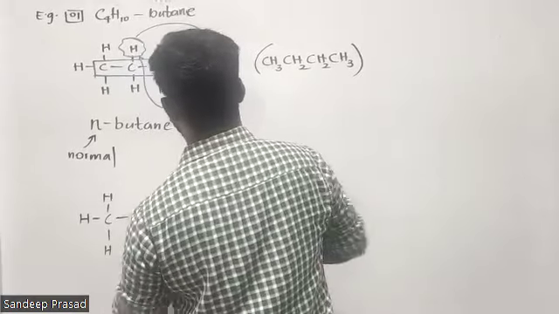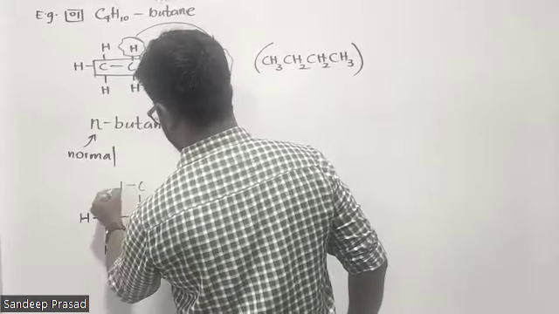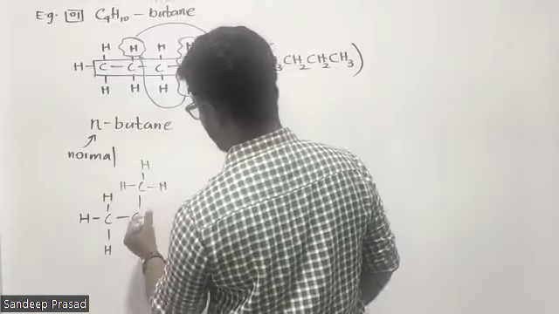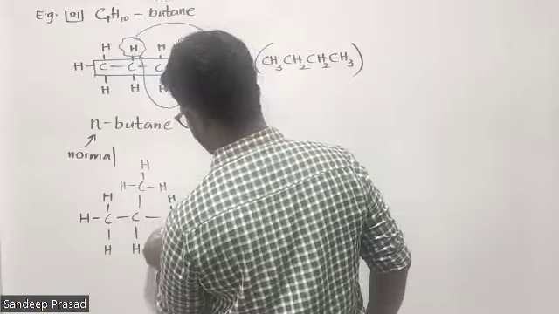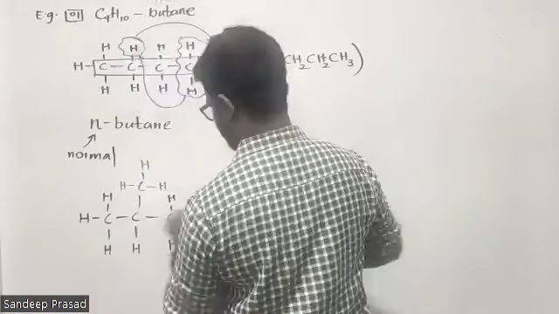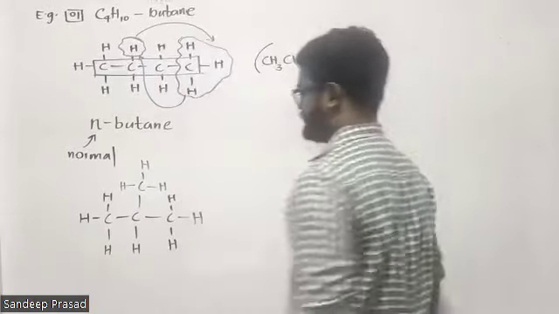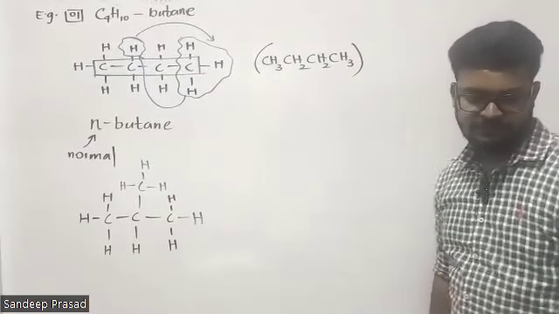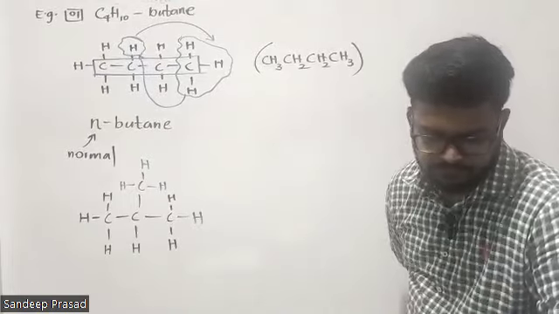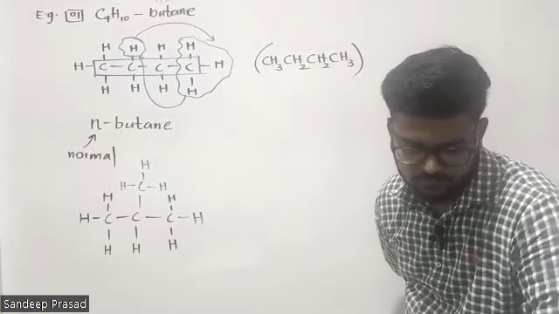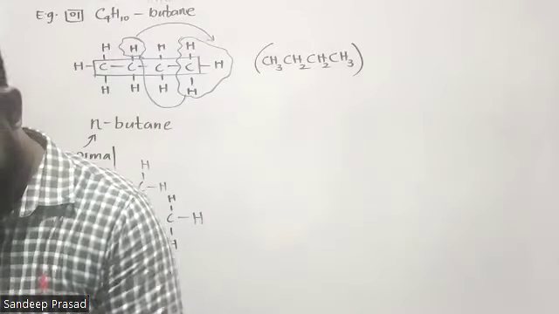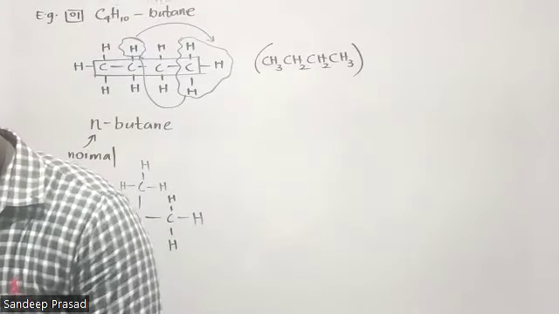CH. Here we can see that CH3 group, and here we have CH2, CH3. Can you understand? We can draw pentane in how many ways?